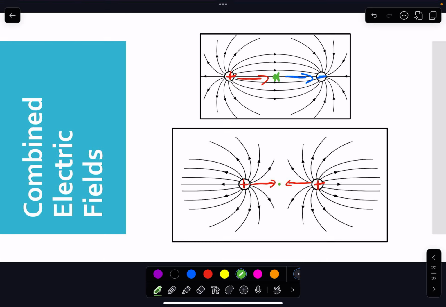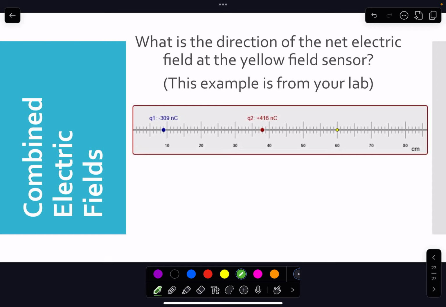All right, so these are vectors, which means we have to pay attention to the direction. It's like having 100 newtons of applied force and 100 newtons of frictional force. Those two forces are gonna cancel each other out. All right, so there's no change in motion. Our fields are the same way. We can have these fields and we can determine based on their directions.